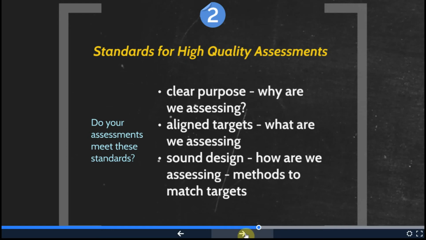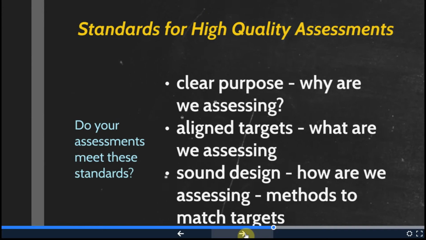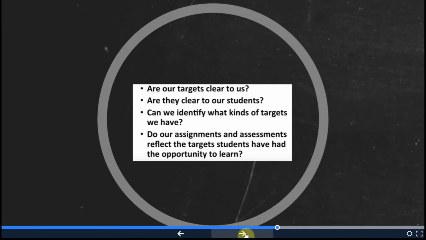The next piece is making sure that once we start selecting questions or we start writing questions, we need to make sure that these questions are aligned to the targets. We taught this, we need to make sure that the assessment is aligned. So are the targets, first of all, clear to us? Are they clear to students? Can we identify what kinds of targets we have? And then do our assessments reflect the targets students have had the opportunity to learn? So again, making sure that they're aligned.